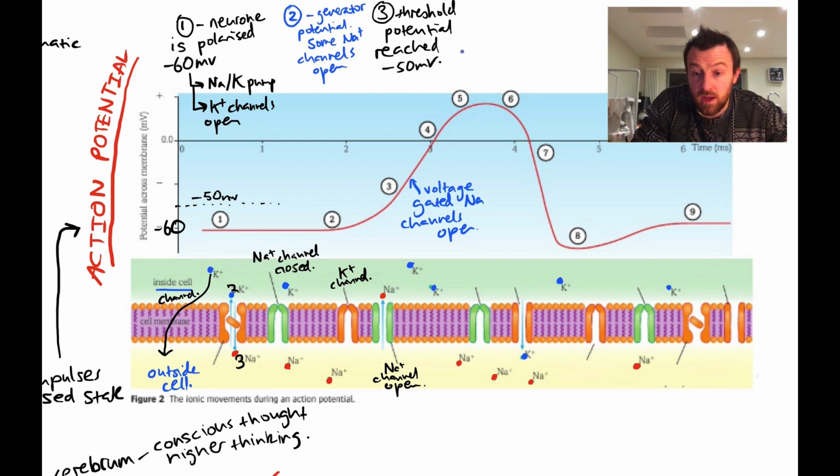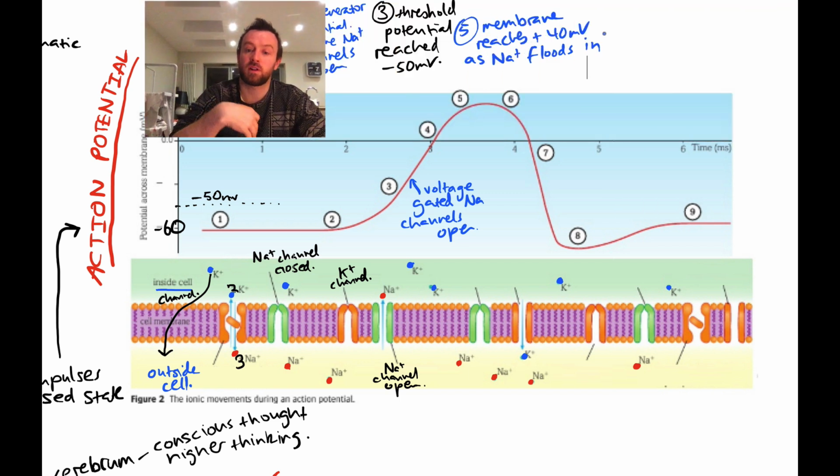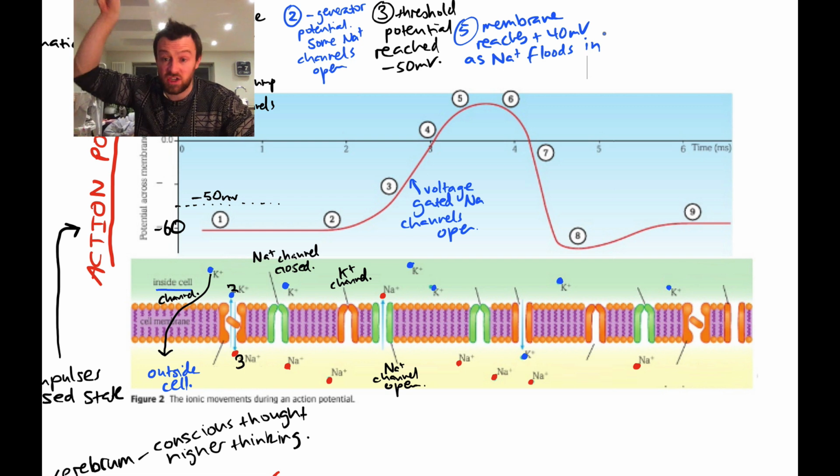I'll do that in blue. So actually at 5, membrane reaches +40 millivolts as sodium floods in, because there's a big concentration gradient. So loads of sodium floods in, and it takes it to the positive region. So how come that doesn't just keep going?